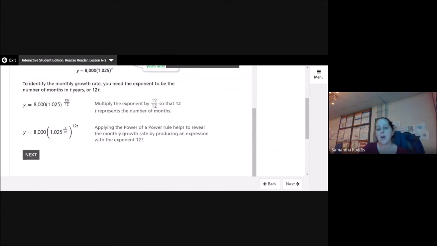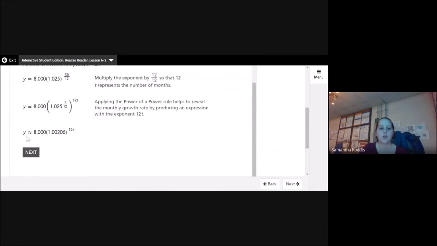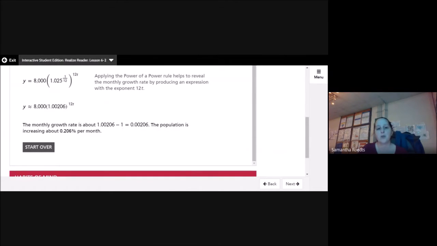Applying the power of a power rule helps to reveal the monthly growth rate by producing an expression with the exponent 12T. So Y is approximately 8,000 times 1.00206, because I raised it to the power of 1/12 to the 12T power. So the monthly growth rate is about 1.00206 minus 1, or 0.00206. So the population is increasing about 0.206% per month.